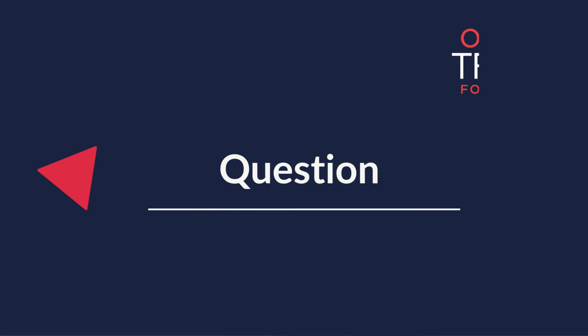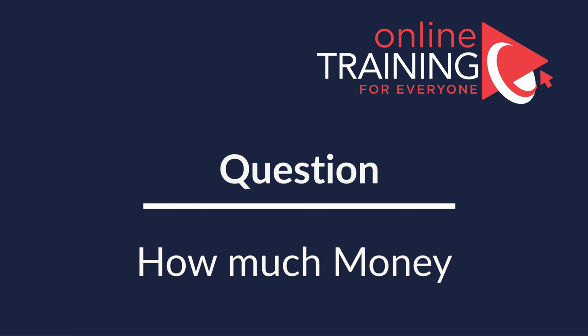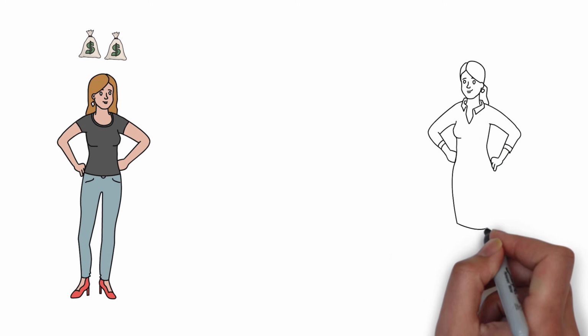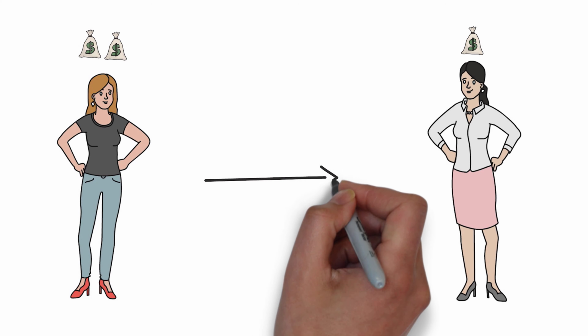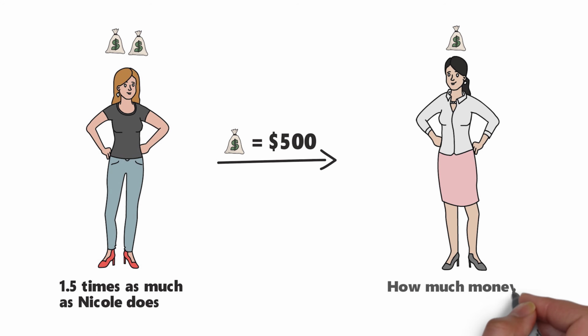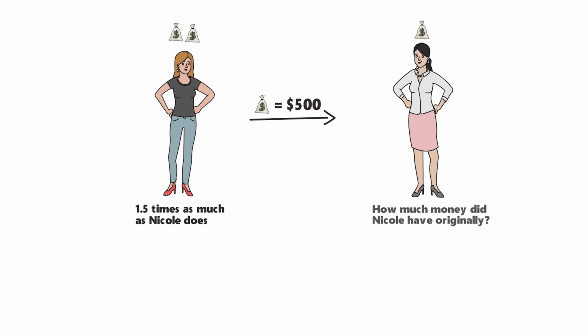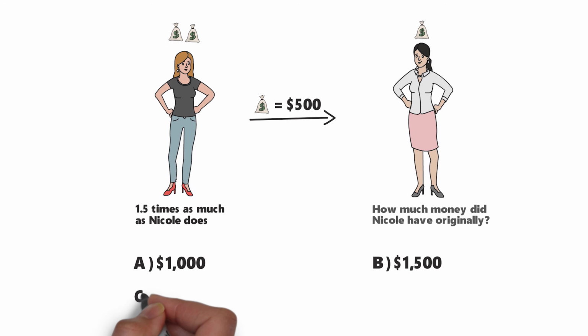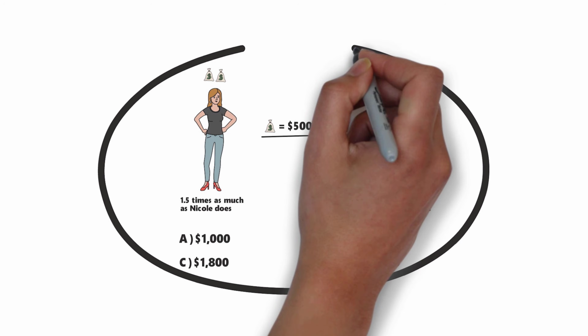Here's an interesting question, which tests your understanding of money management as well as accounting. Sarah has twice as much money as Nicole does. After Sarah loans $500 to Nicole, she will have 1 times as much as Nicole does. How much money did Nicole have originally? And you're presented with 4 different choices. Choice A, $1,000. Choice B, $1,500. Choice C, $1,800. And choice D, $2,500. Can you calculate the answer?